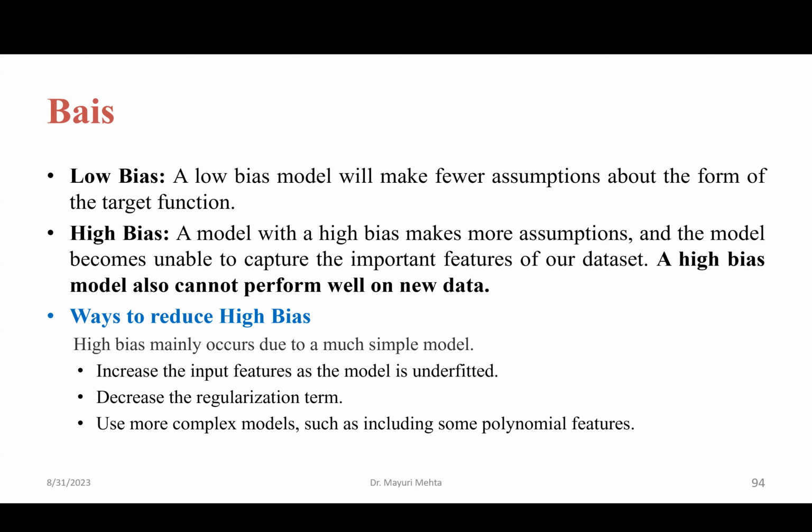We can decrease the regularization term in the model, and we can also use more complex models, such as including some polynomial features. Because the model is simple, this underfitting occurs and high bias is introduced. So if you want to reduce it, you can have a more complex model. So these are the ways to reduce high bias. Fine. Okay, now let us talk about the variance.